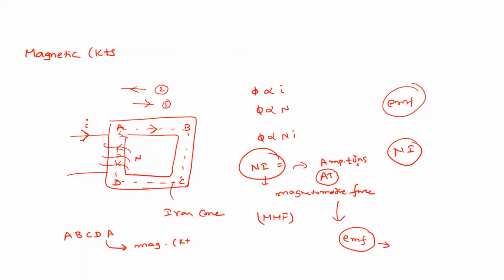So how is MMF defined? The work done in moving a unit magnetic pole once around the magnetic circuit is known as MMF, magnetomotive force, which is equal to the product of current and the number of turns in the coil. It determines the amount of flux that is set up in the magnetic circuit.